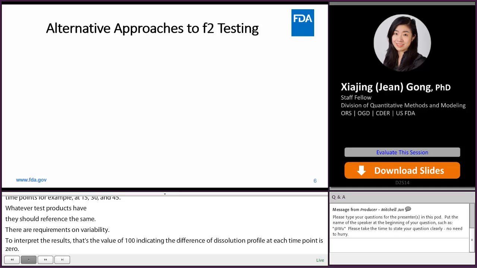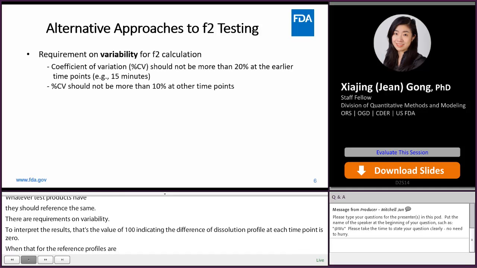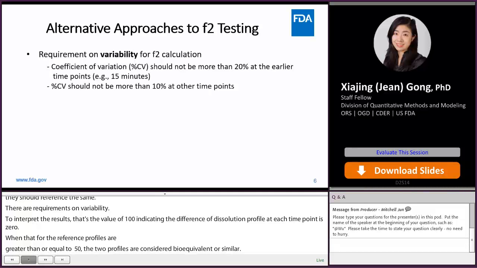Specifically, the requirements on variability for F2 calculations are the percent CV of dissolution data should not be more than 20% at the earlier time points. At other time points, the percent CV should not be more than 10%.